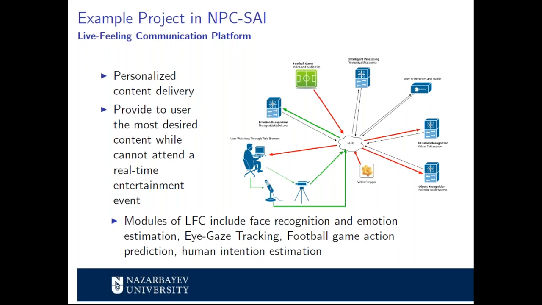And of course, we also do a football game prediction so that we can determine where we should show to the user ahead of time because we are expecting some exciting actions will be happening there. And finally, we also have to do a human intention estimation, which means we have to be sure that what we are showing to the human is what the particular viewer or user actually wants to see.